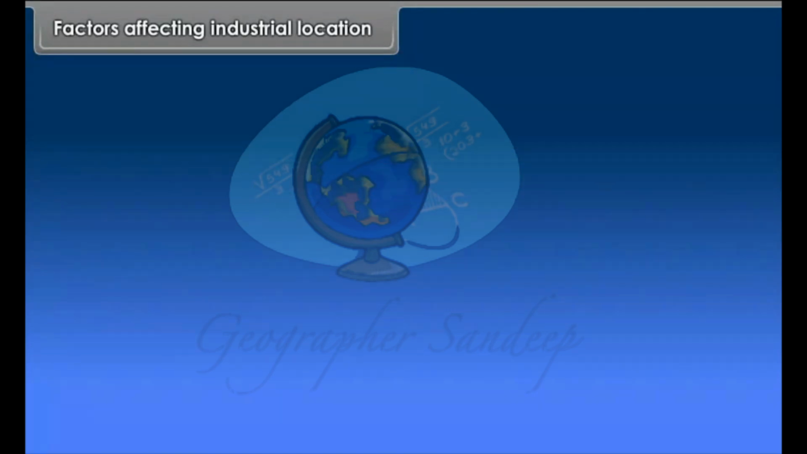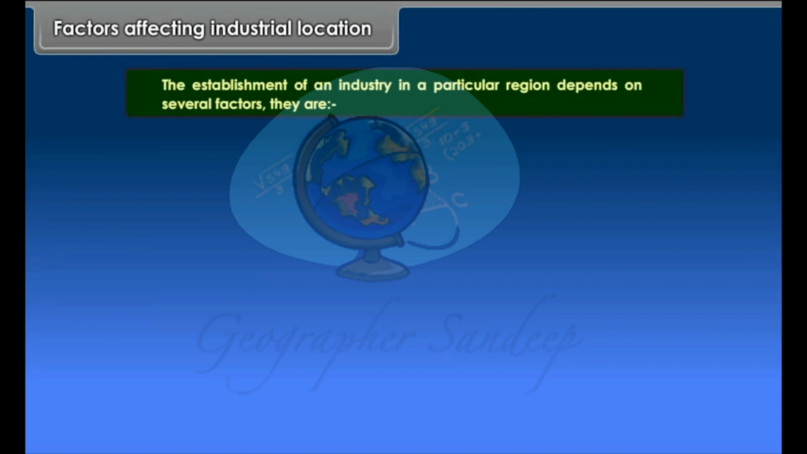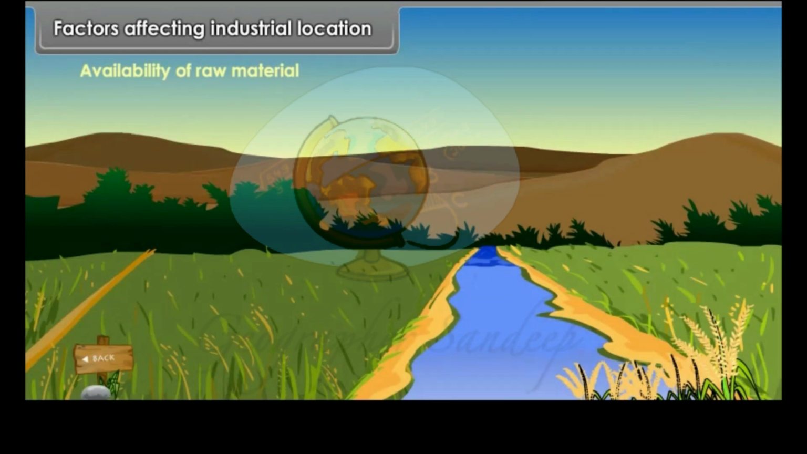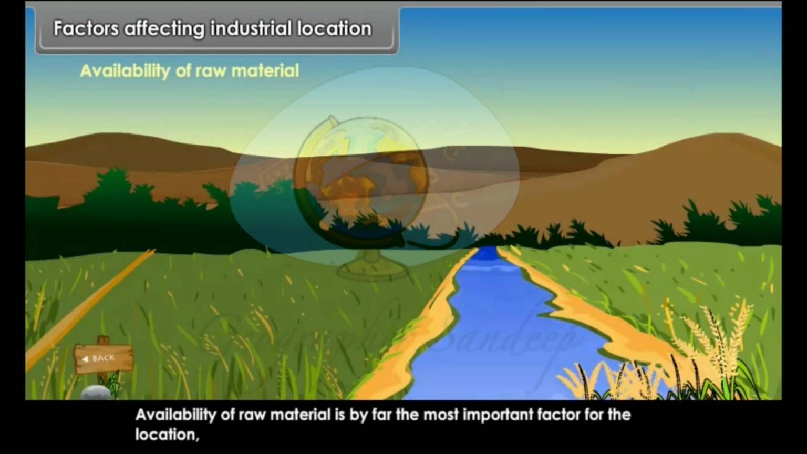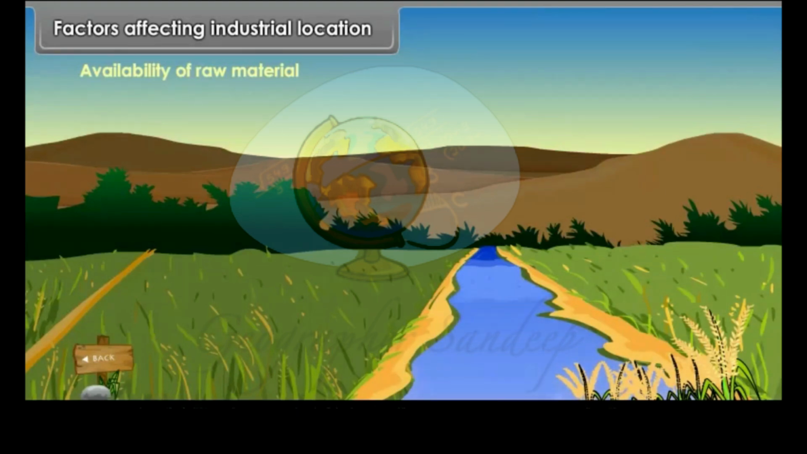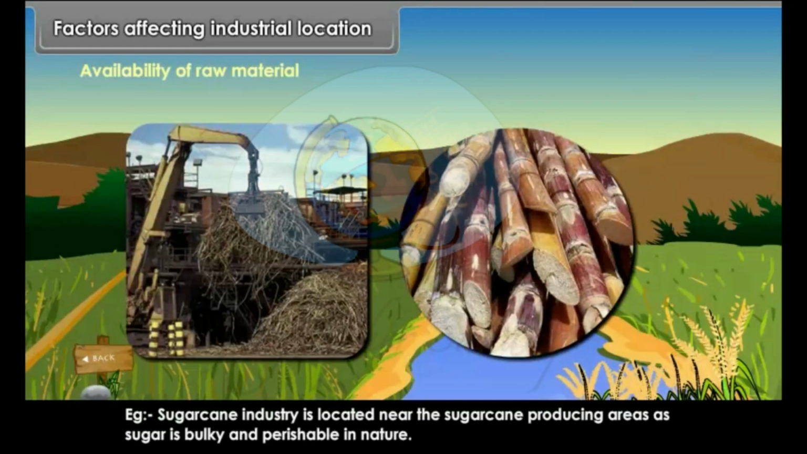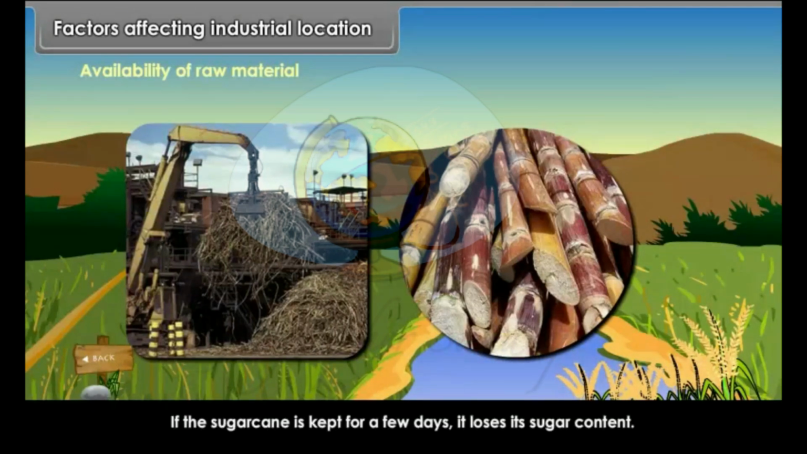Factors affecting industrial location. The establishment of an industry in a particular region depends on several factors. They are availability of raw material, power supply, labor, transport, capital investment, markets and water supply. Availability of raw material. Availability of raw material is by far the most important factor for the location, especially when the raw material and finished products are of very heavy or of perishable nature. Example, sugarcane industry is located near the sugarcane producing areas, as sugar is bulky and perishable in nature. If the sugarcane is kept for a few days, it loses its sugar content.